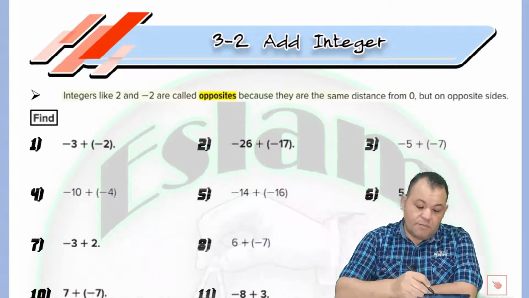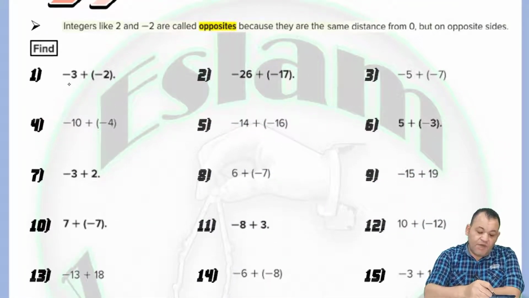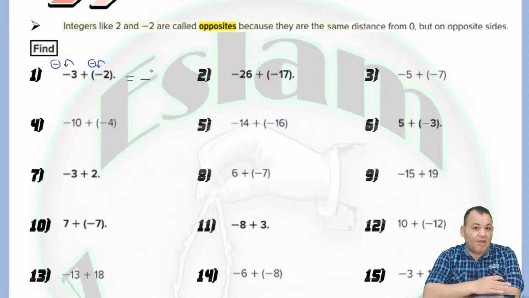So for question number 1, we need to find the value of negative 3 plus negative 2. How can we find the sum? Number 1, look at the sign of the greatest number. We have 3 and 2. 3 is a negative number. 2 is also a negative number. Now we have the two numbers negative, so the greatest number is negative, so put the sign of the greatest number. In all cases, put the sign of the greatest number.